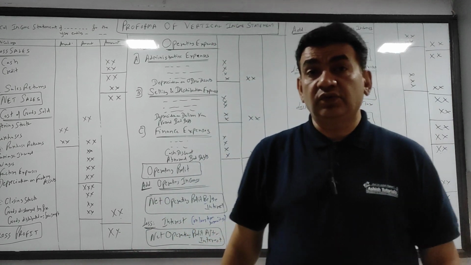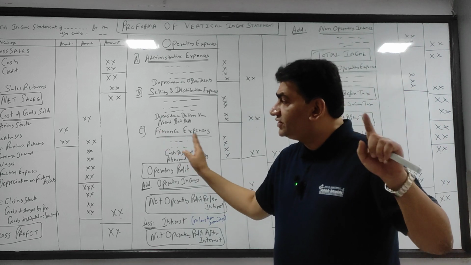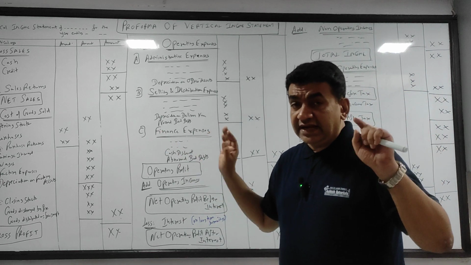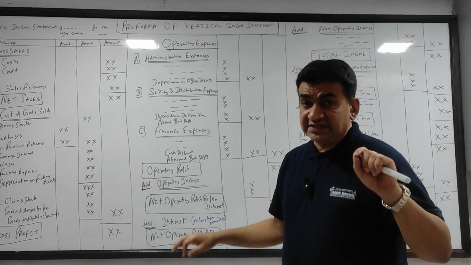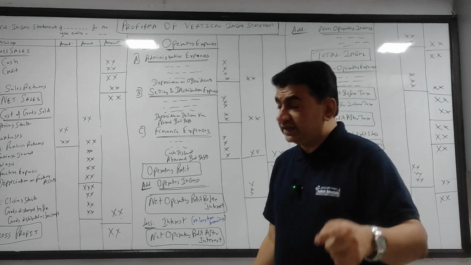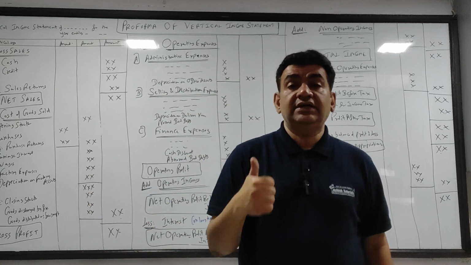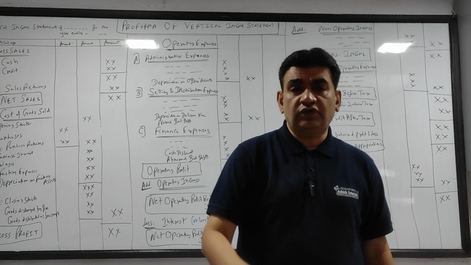Okay, and one more thing I told you. I have made this format as per a trader, assuming the company is into trading business. If the company is a manufacturer, then there will be some adjustment of raw material consumed and WIP. Just write a note for that.